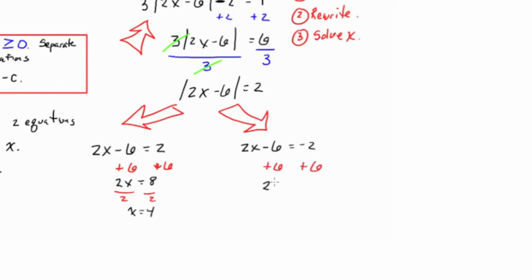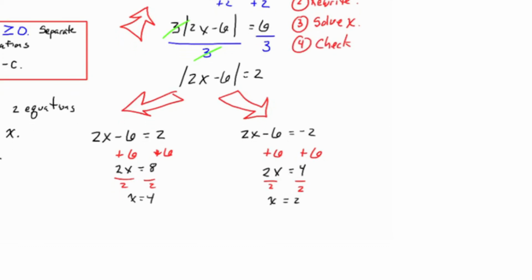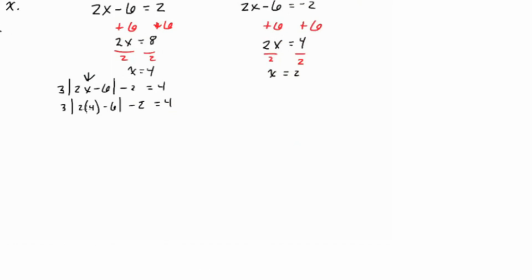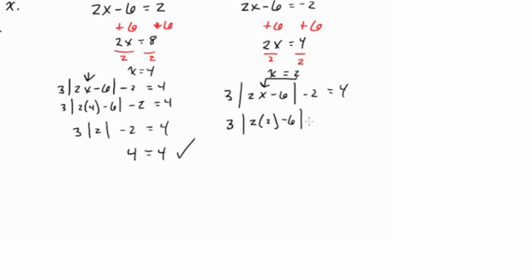Many people make mistakes here in thinking that, well, if I get x equals 4, then my other answer is negative 4, but it's not going to work out like that all the time. I actually need to rewrite two equations, solve, and then check. So I'm going to substitute 4 in for x. First, I want to simplify everything inside the absolute value before I bring it out. I get 4 equals 4. Now I'm going to substitute x equals 2 into the same equation, simplify, 4 equals 4, check.